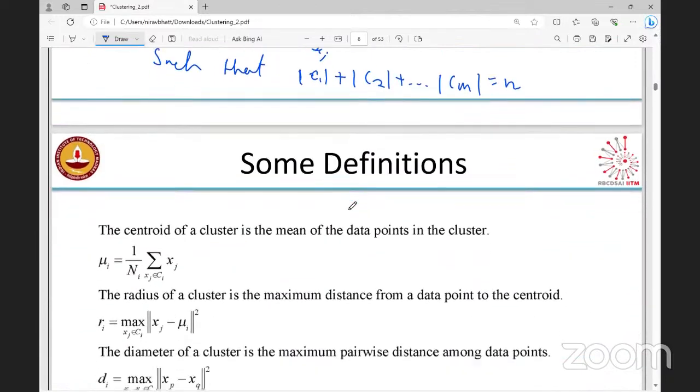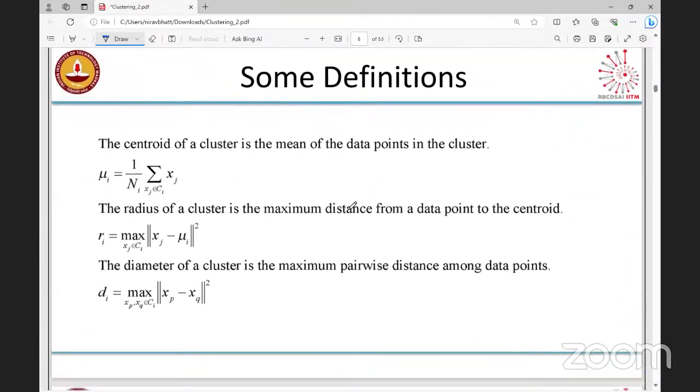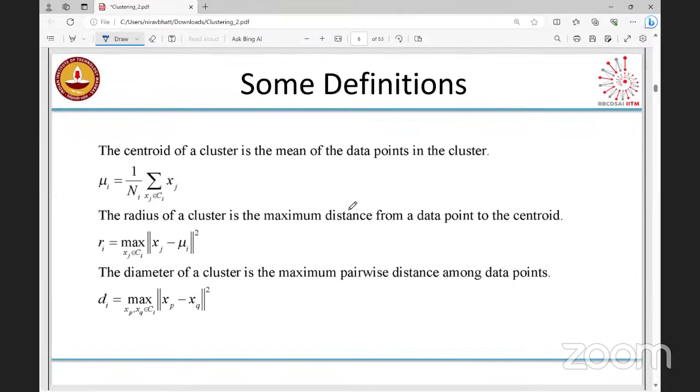Before we go on, let me define some simple definitions. What is the centroid of a cluster? It is the mean of the data points in the cluster. So if I take j data points in a cluster Ci, I can compute the mean, and that is nothing but the centroid of the cluster.